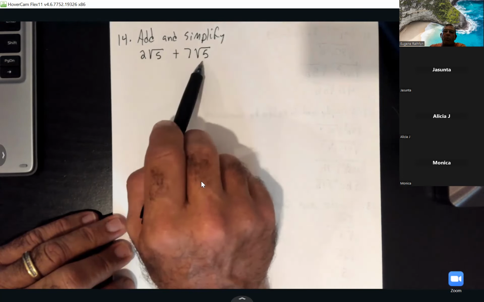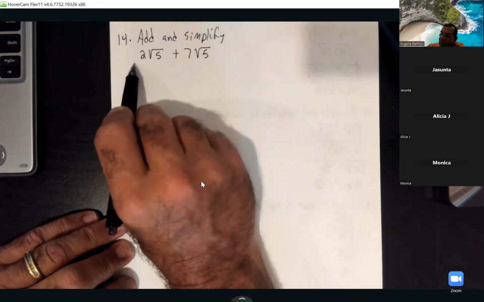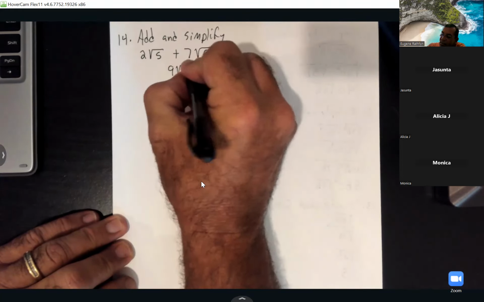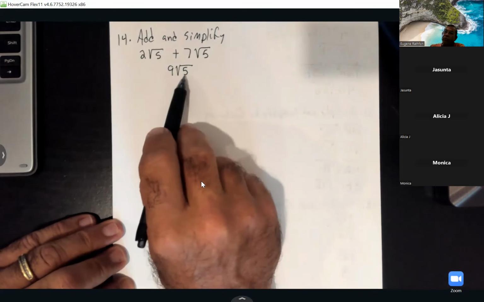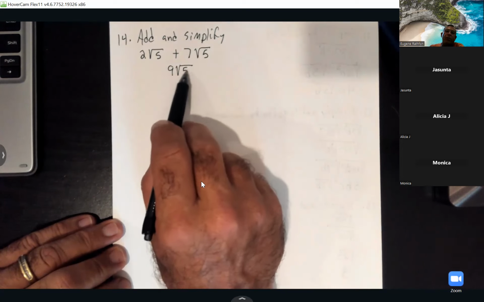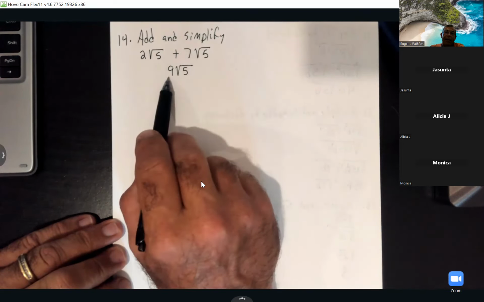So the radical part will stay the same. All we can change is the numbers in front. So what I would do is add my 2 plus 7, get me a 9, and then bring down my square root of 5. So we don't change the radical, and that's sort of like the like denominators, or the like terms. All we can change is how many we got, okay?